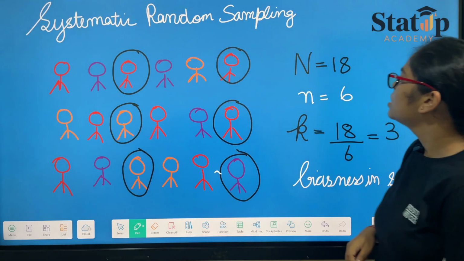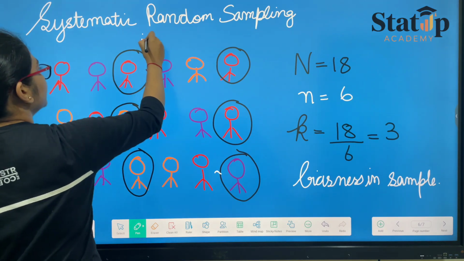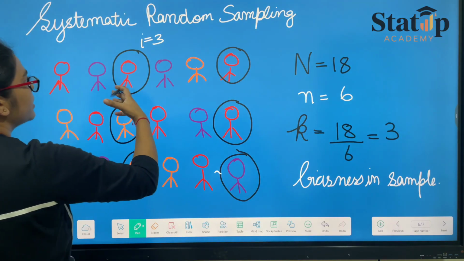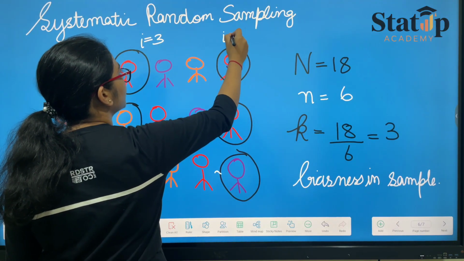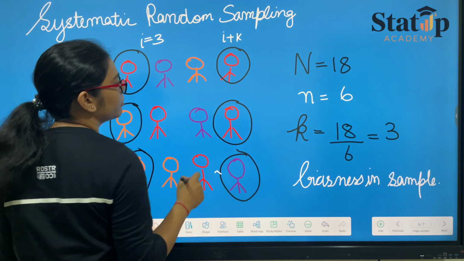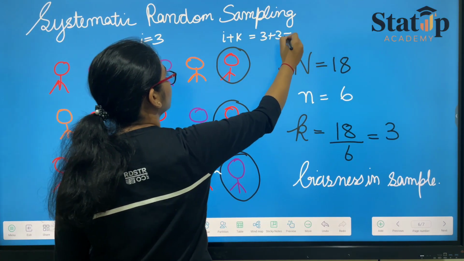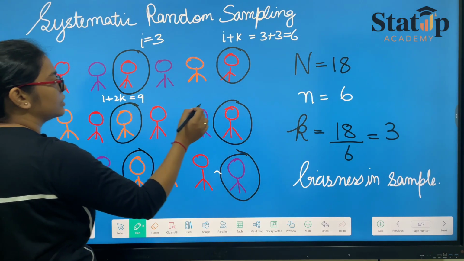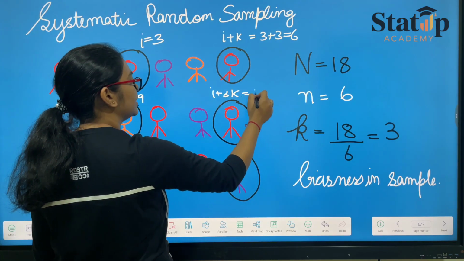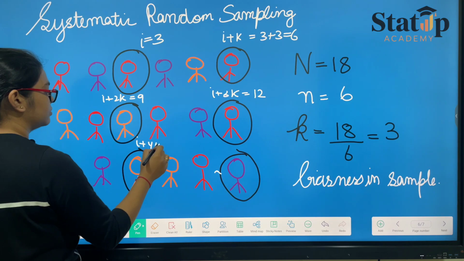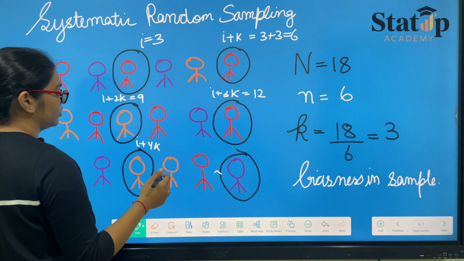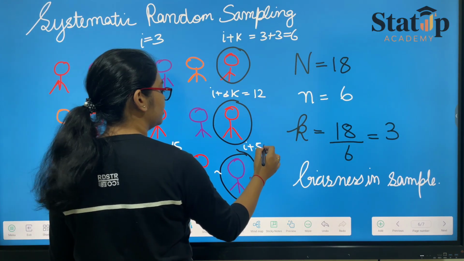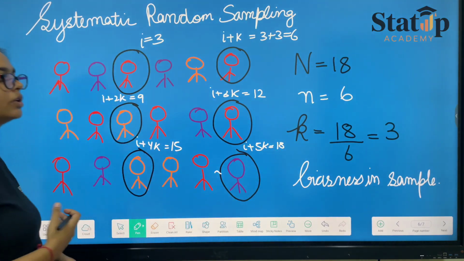Let us apply this on the example. We chose i equals 3 here, so we chose the third unit first. Then i plus k, which is 3 plus 3 equals 6, so the sixth unit is selected. Then i plus 2k, the ninth unit is selected. i plus 3k, the 12th unit. i plus 4k, the 15th unit. And i plus 5k, the 18th unit is selected. This is how the sample is selected.